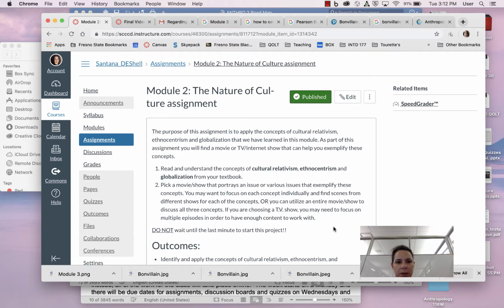The summative assignment for this module is called the nature of culture, and it's explained up here very well. The purpose of this assignment is to apply the concepts of cultural relativism, ethnocentrism, and globalization that we have learned in this module. And as part of the assignment, I'm asking them to find a movie or a TV or internet show that can help you exemplify these concepts. So I'm asking them to read and understand the concept first, and then pick a movie that portrays the issue or various issues that exemplify these concepts.